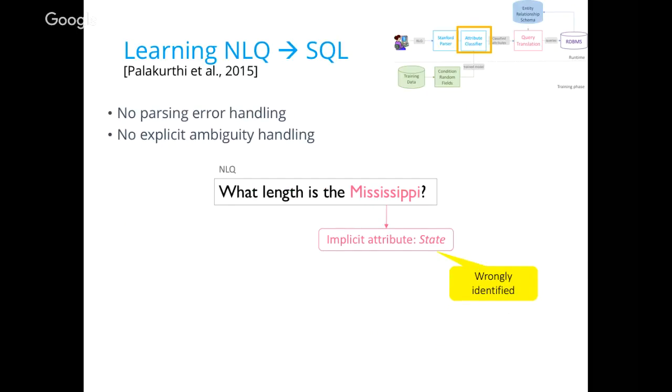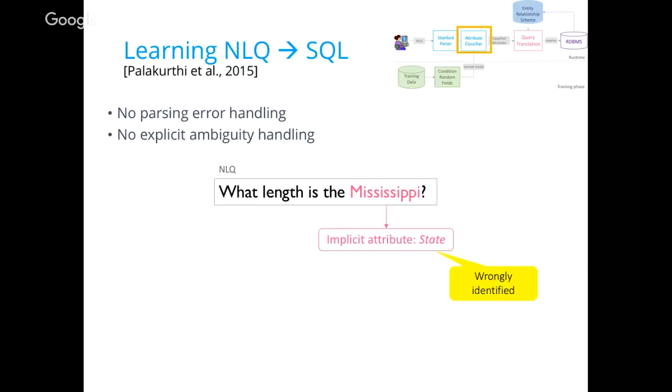So there is no parsing error handling in this particular system, and also no explicit ambiguity handling. No parser error handling is probably not that big a deal, because this system is just doing classification, right? The parser outputs are just features to be utilized by this system. There is no explicit ambiguity handling.